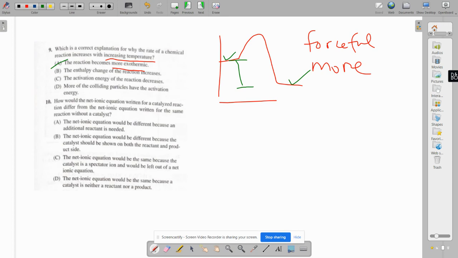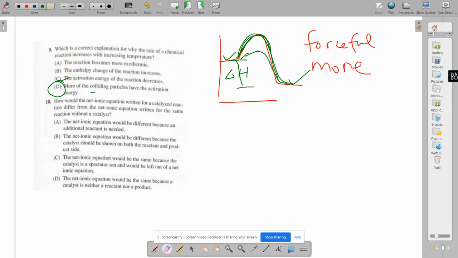B: the enthalpy of the reaction increases. Well, that's really saying the same thing as A, it has to do with delta H, and that is just not changing. C: the activation energy of the reaction decreases. That would be like lowering the activation energy, which is not happening here, because that's what would happen if you added a catalyst. But here, we're not doing that. So the activation energy is still exactly the same. But more of the colliding particles have the activation energy. The whole crux of the matter is, if you increase the temp, you're going to increase the percent or fraction of effective collisions that can overcome that activation energy. So D is definitely the best answer.